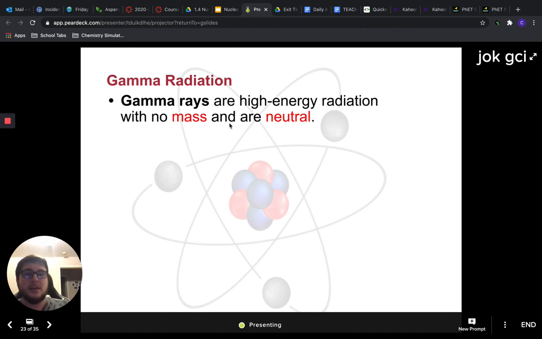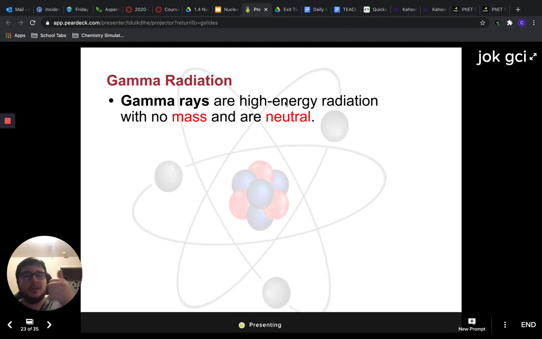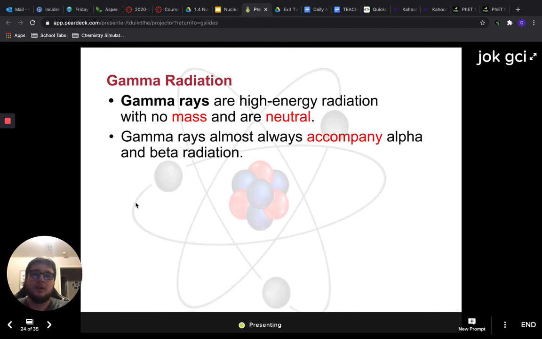All right. The third type of radiation is gamma radiation. Gamma rays are pretty much around during alpha and beta radiation. They are high energy radiation with no mass, and they're neutral. So no charge, no mass. Really, they're just waves of energy that get emitted along with the particles that leave the nucleus. So they accompany the other two. Gamma rays almost always accompany alpha and beta radiation. You hardly ever have gamma radiation by itself. It's always going to happen because you have alpha or beta radiation going along with it.